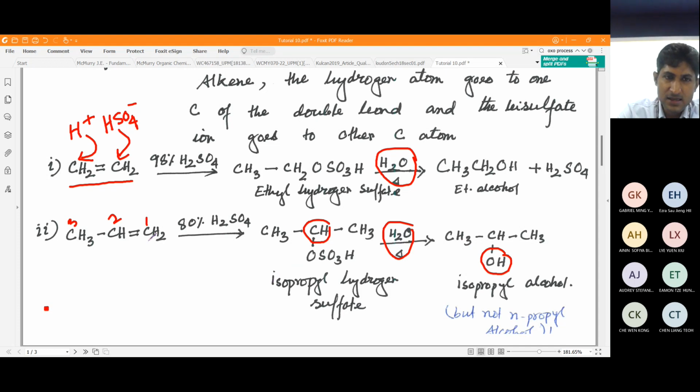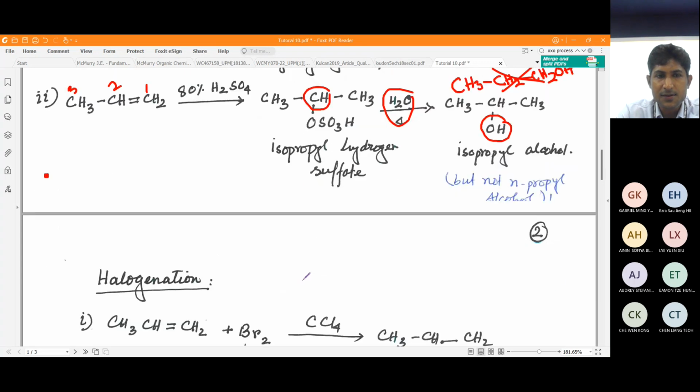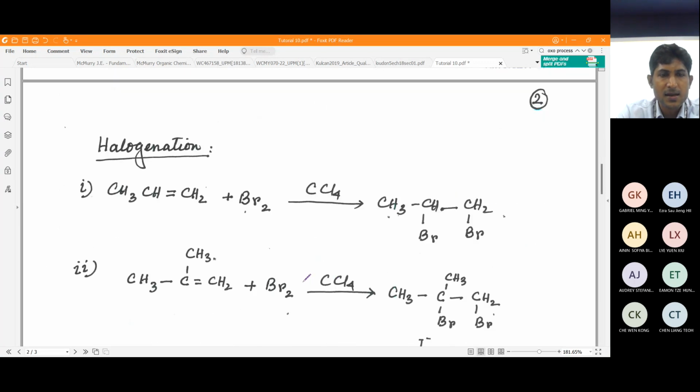Not n-propyl alcohol. If somebody comes up with the idea of CH3, CH2 and then CH2OH, it would be wrong. You will not get this product. It is the isopropyl, which means the hydroxyl group is on carbon number 2, not carbon number 1. So this is another thing we should consider.